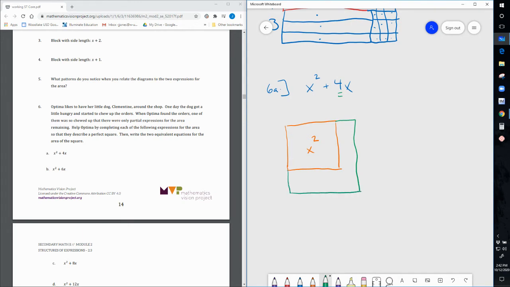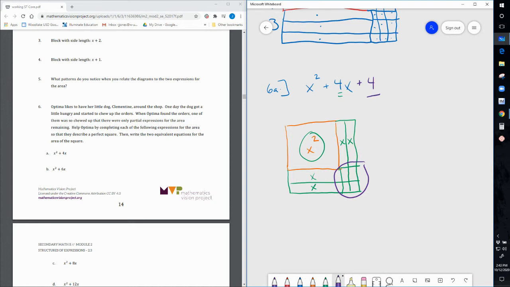Well, the answer is if you want to keep being a square, then you're going to want to make sure you do the same amount on each side. So I put 2 on each side, and now I have x squared, and I have 4x's. All I have to do to finish it is find out how many little squares I have, which are right here. And the answer is 4. So that's what you're supposed to put on the end.